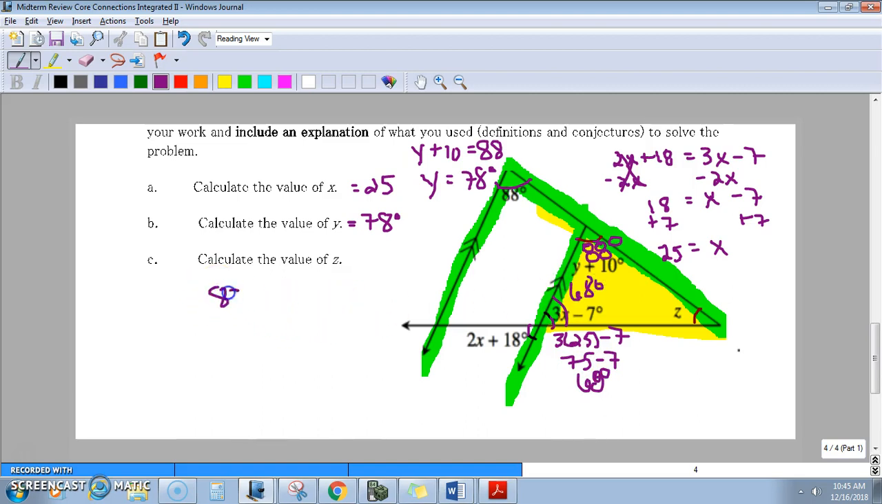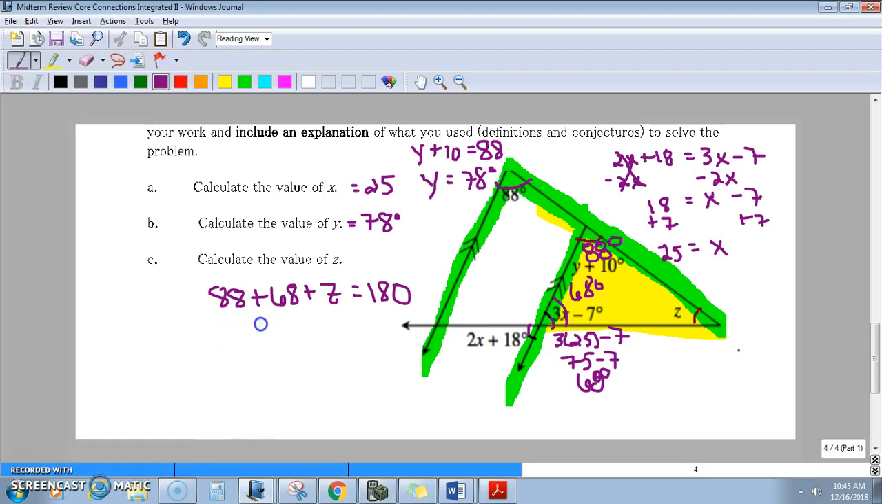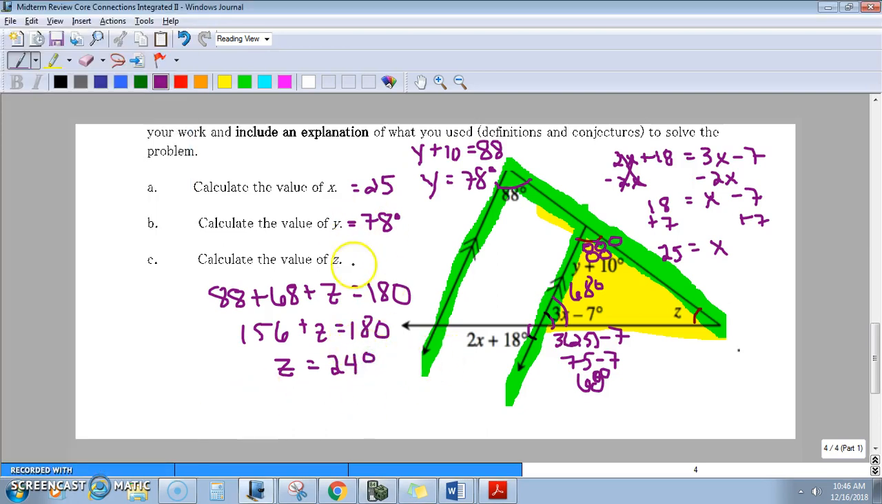So I know 88 plus 68 plus z is equal to 180. So 88 and 68 is 156 plus z equals 180. Subtract 156 from both sides and we get, what is that, 24? I'm going to check with my calculator. 180 minus 156. 24 degrees.